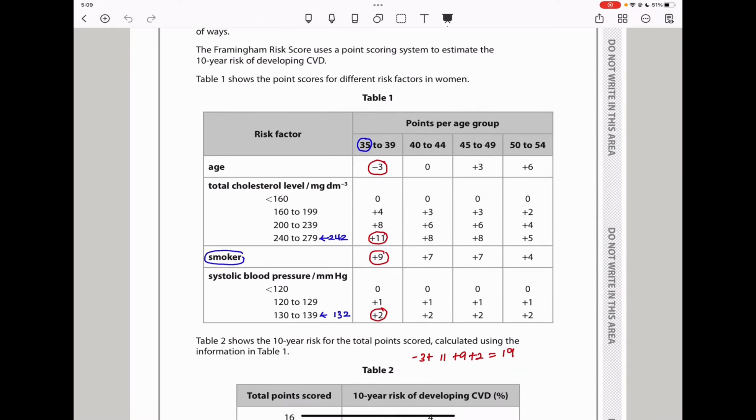So the information here we can see is this woman is 35 years, so she scores -3 on age. Those are the points. And then for total cholesterol, she has 242. It means it is in this range. So since she's 35 years, she scores plus 11. So she's a smoker who is 35 years, so she's going to score a plus 9. And then for her systolic blood pressure, it is in this range, which is 132. So she scores this because that is her age.